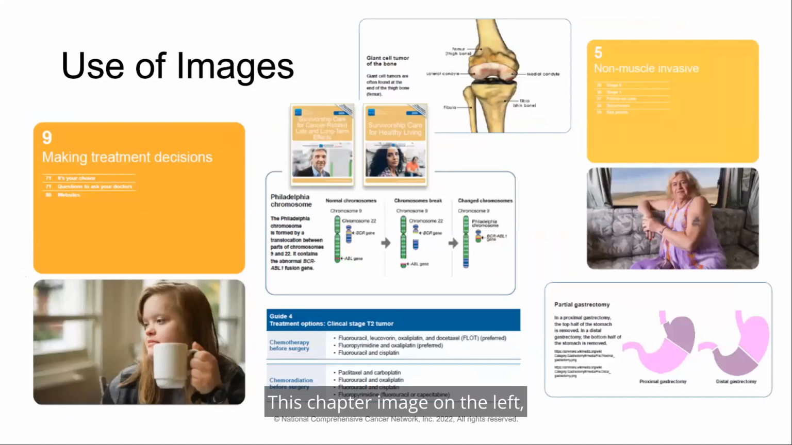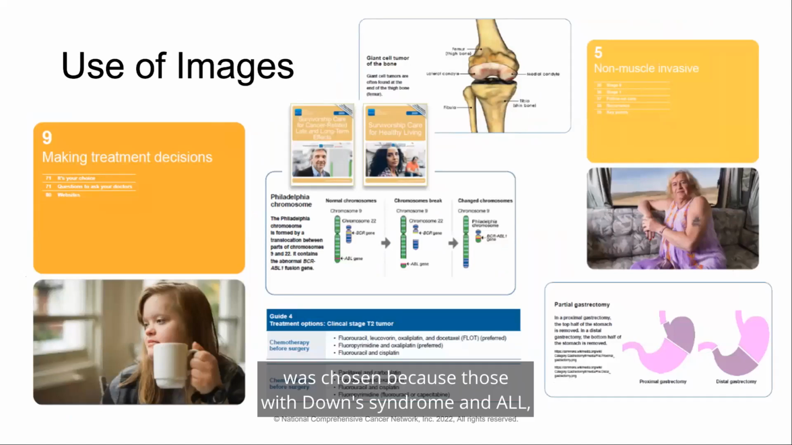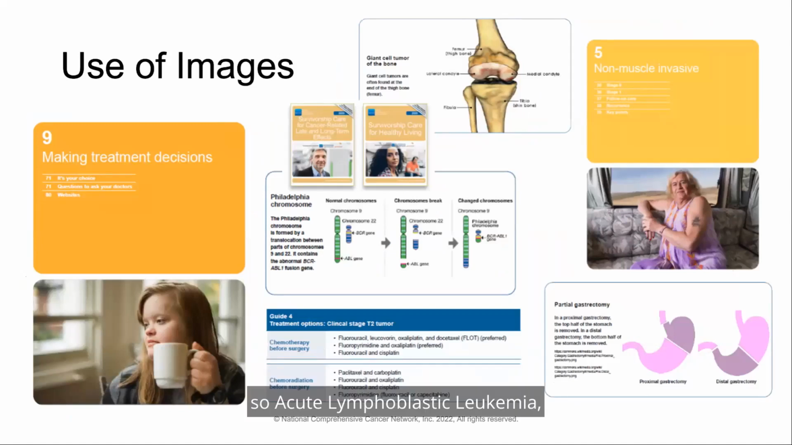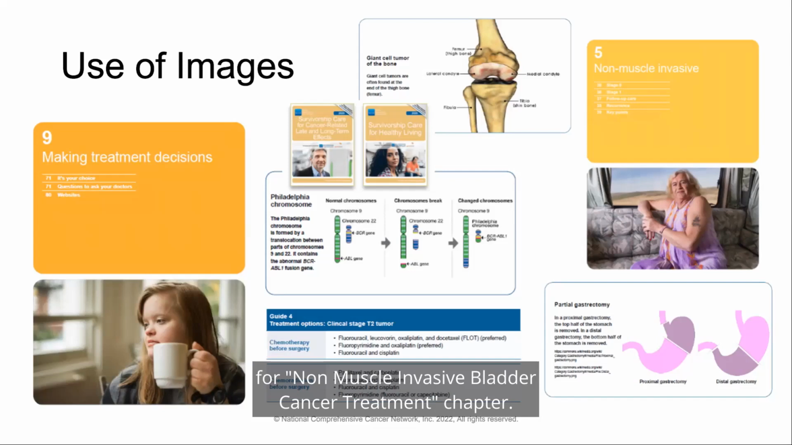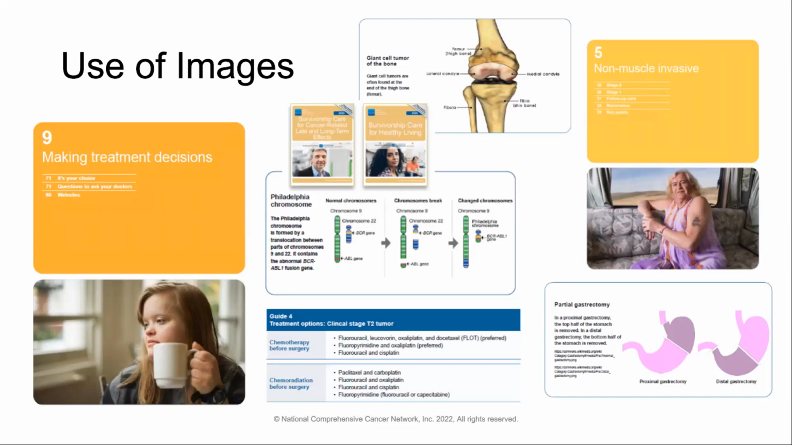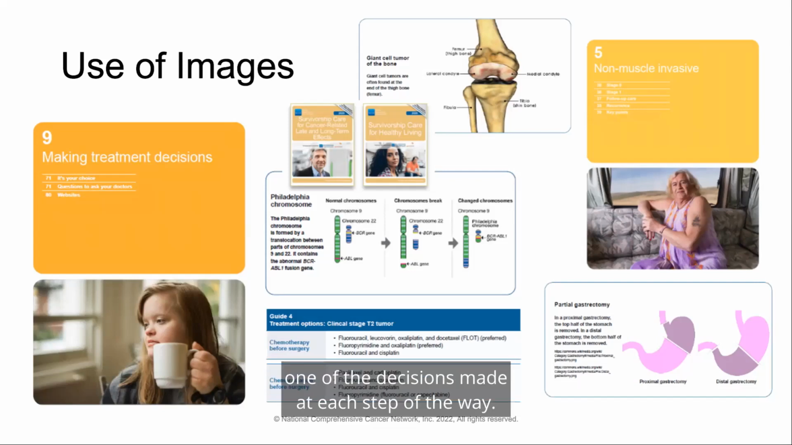This chapter image on the left was chosen because those with Down syndrome and ALL, acute lymphoblastic leukemia, have special treatment considerations. On the upper right, we have a trans person for the non-muscle invasive bladder cancer treatment chapter. These were conscious choices, among the decisions made at each step of the way.